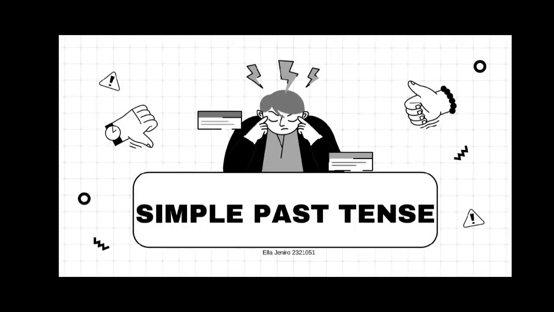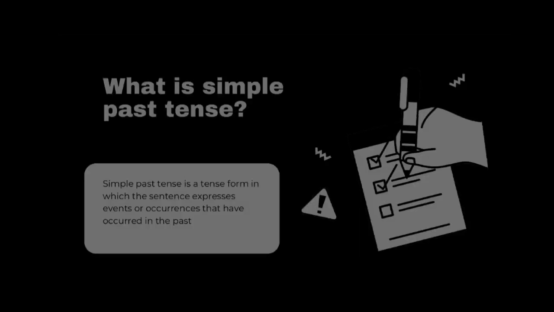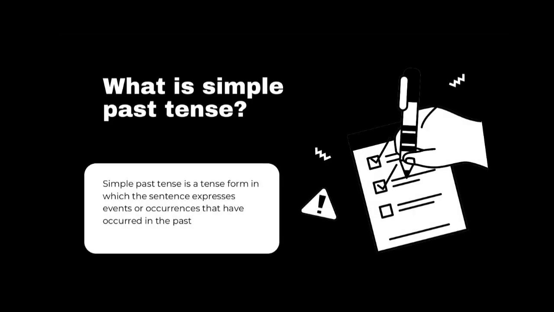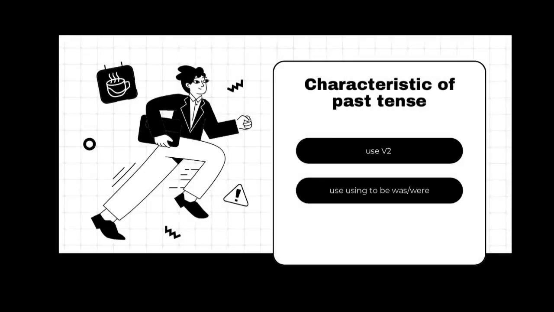And now let's learn simple past tense. Simple past tense is a tense form in which the sentence expresses events or occurrences that have occurred in the past. The characteristic of past tense is used verb 2. The second one, past tense use to be, was, or were.